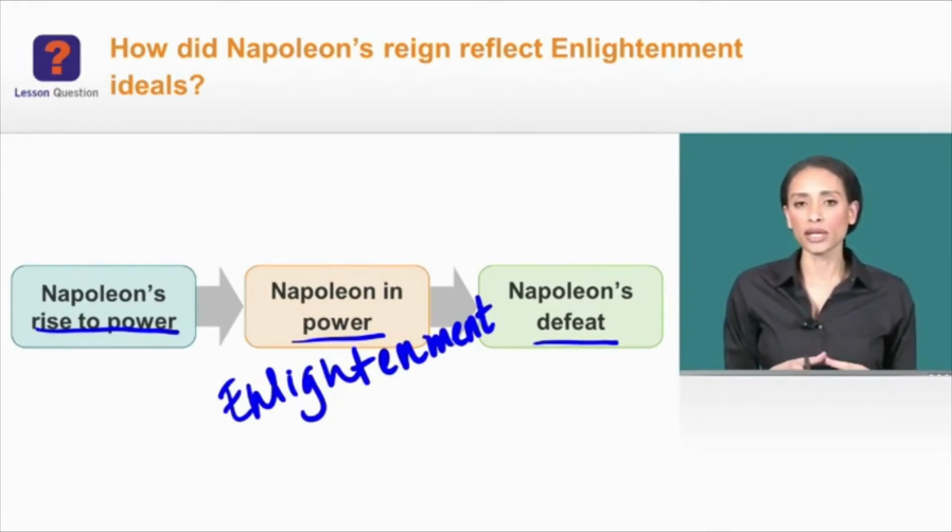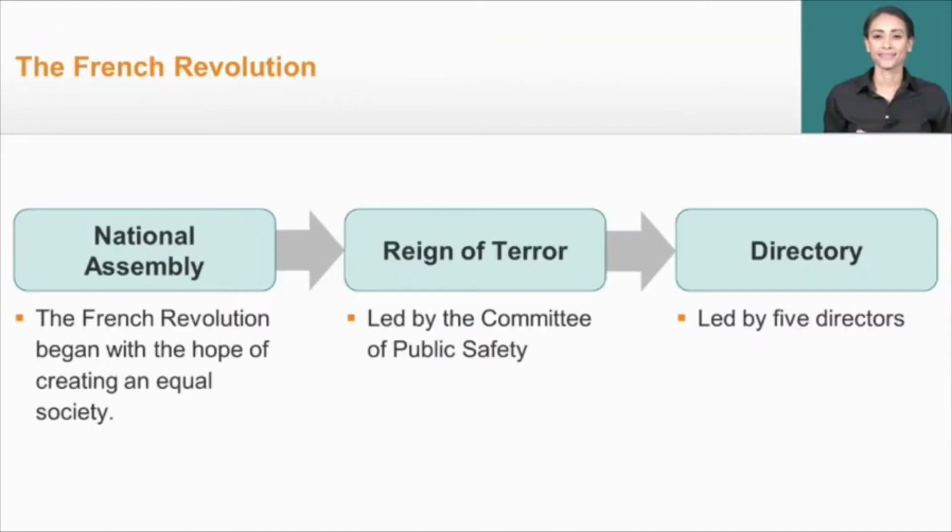Now let's take a moment to look at how the people of France viewed Napoleon. Before we discuss Napoleon's rise to power, let's review very quickly the events leading up to his reign. First, we know that the French Revolution begins with this hope of creating an equal society.